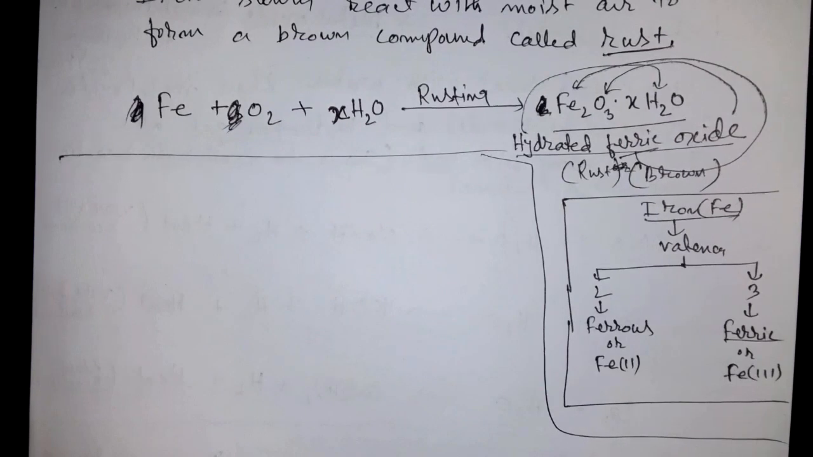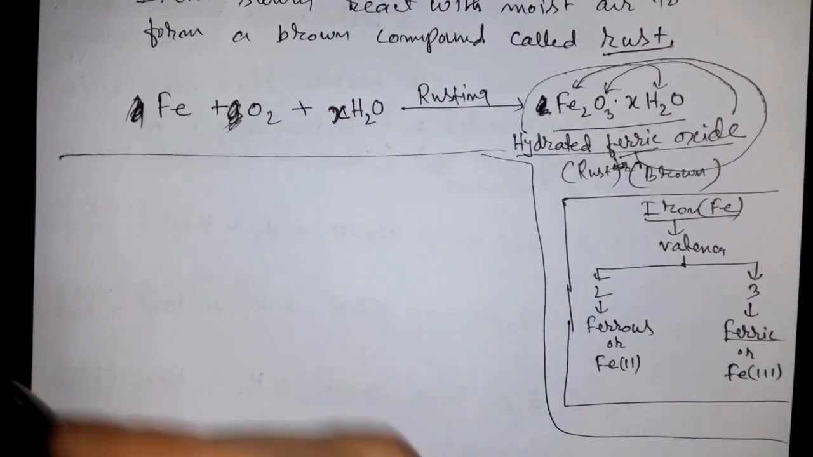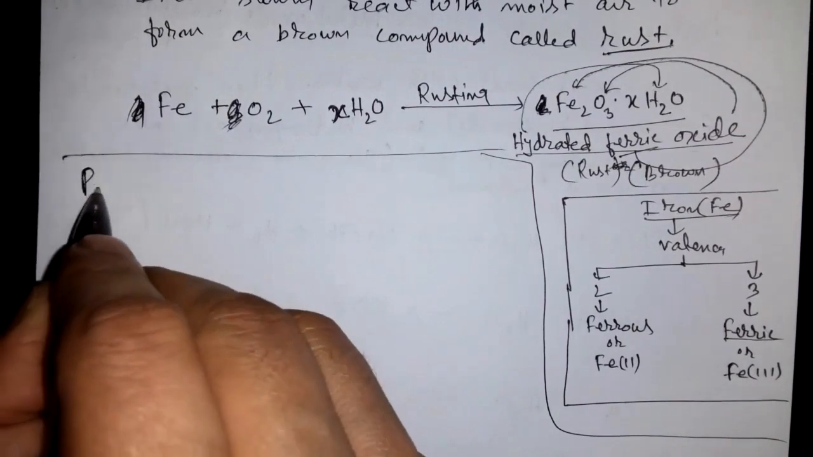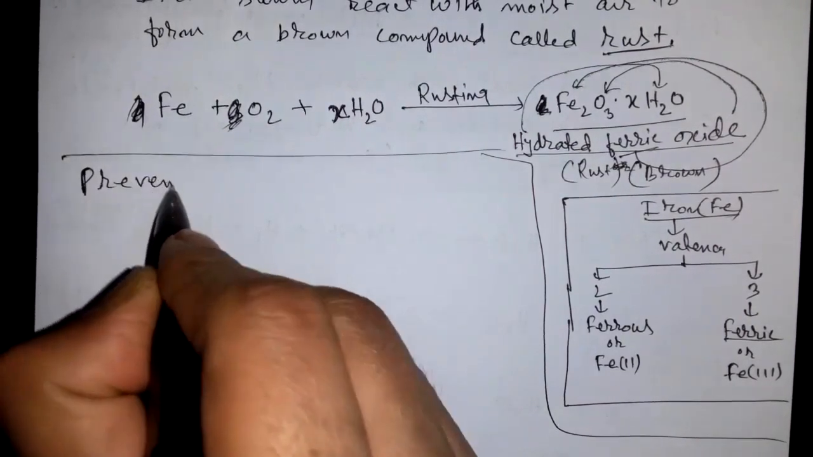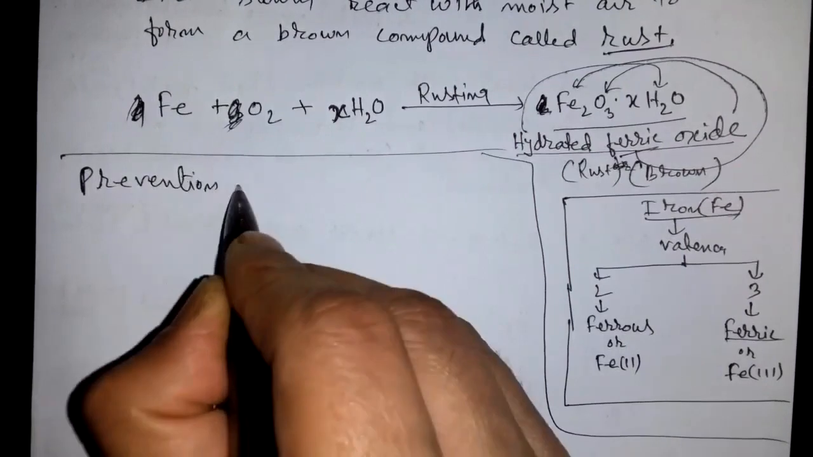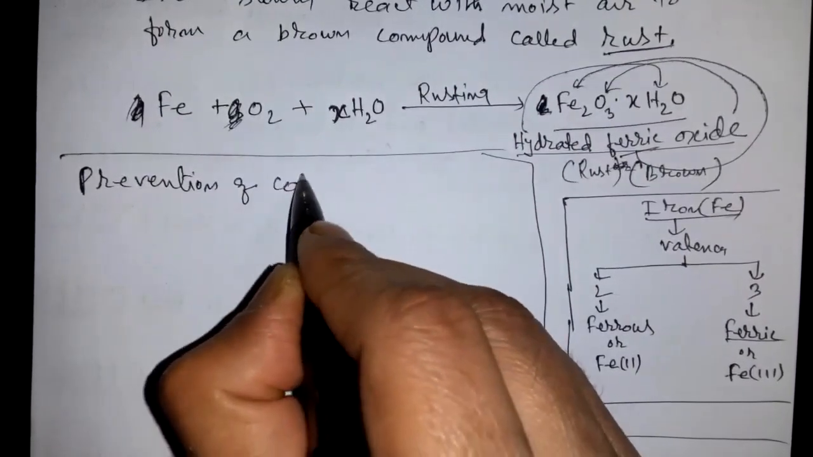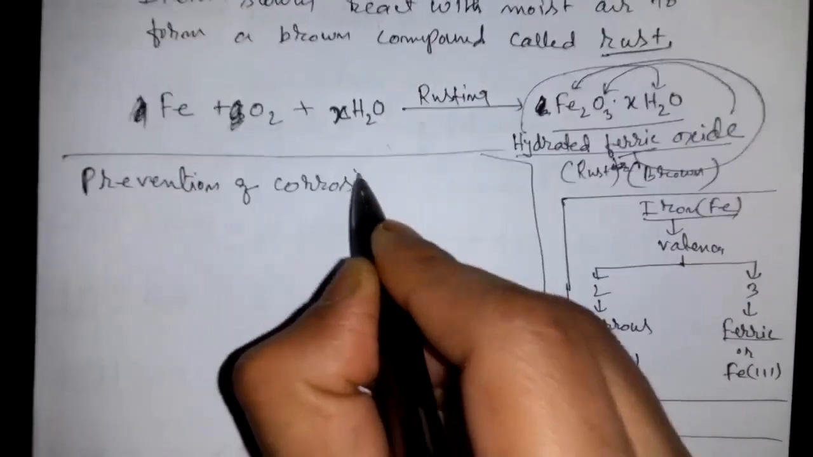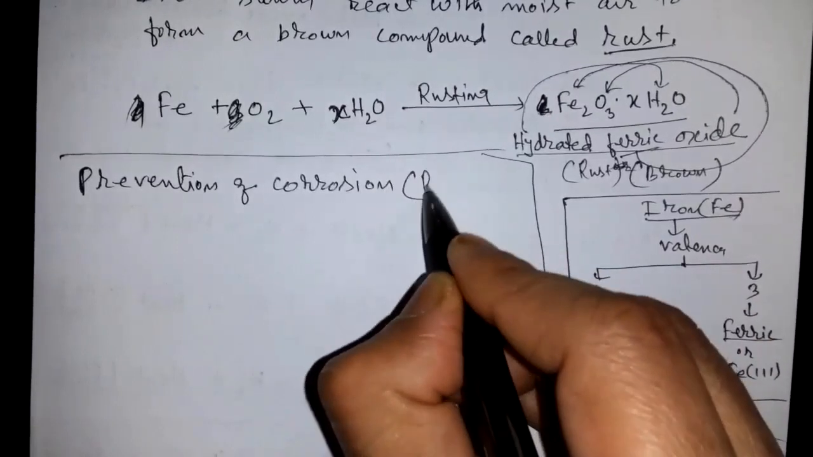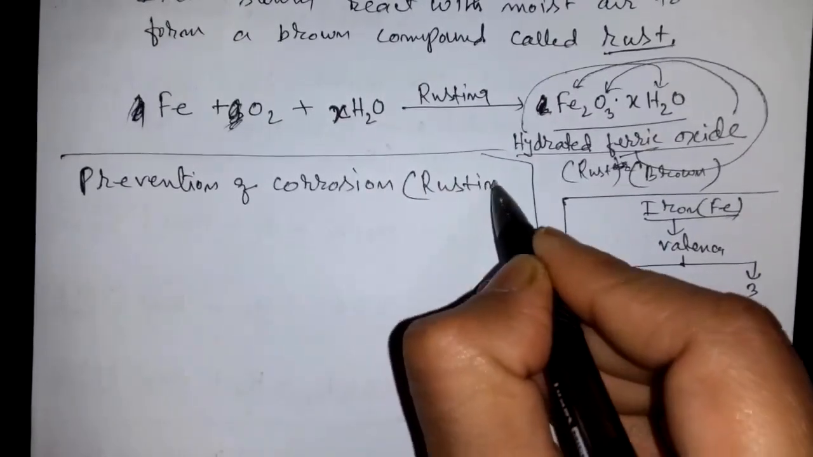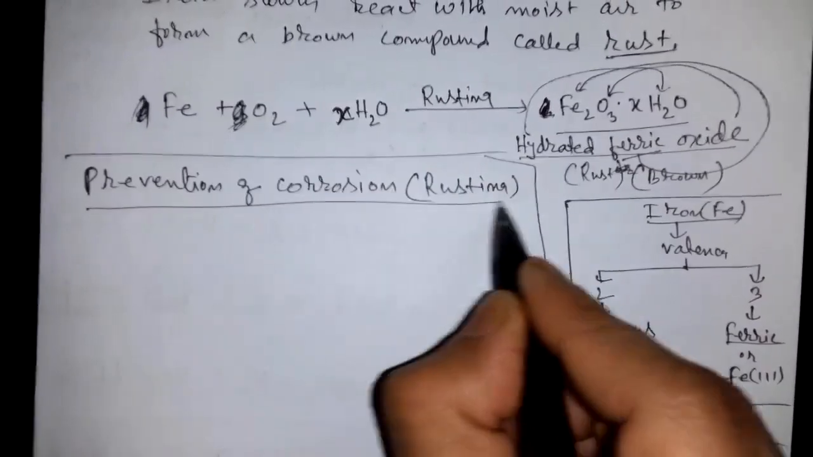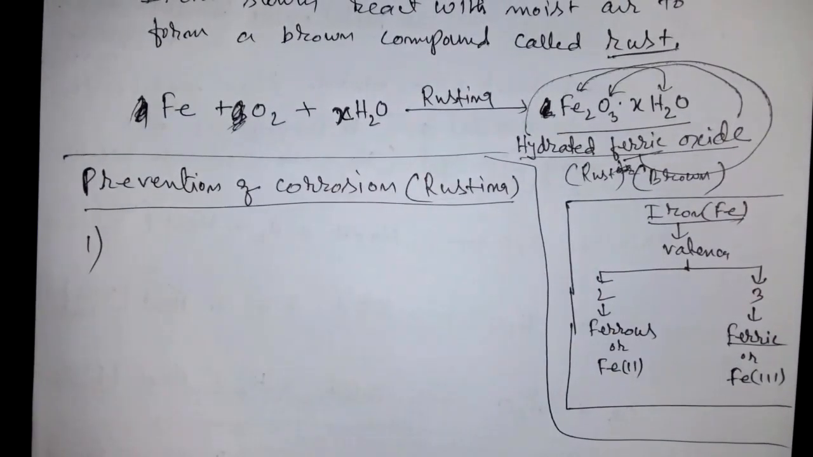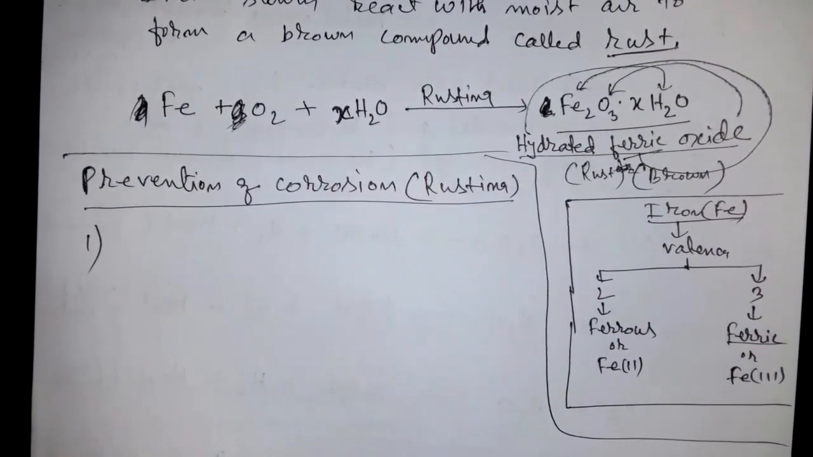Okay, after this, prevention of corrosion. Or if it is prevention of rusting, you'll be writing the same thing. So how can we prevent corrosion or rusting?